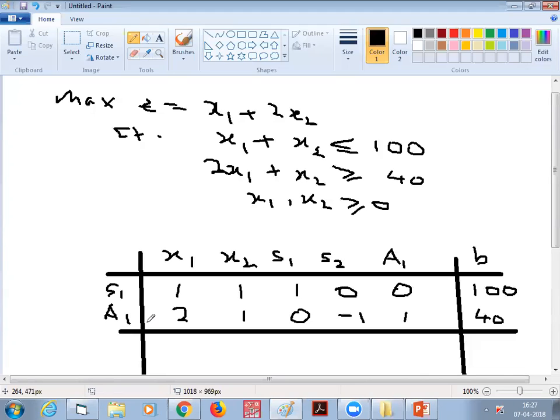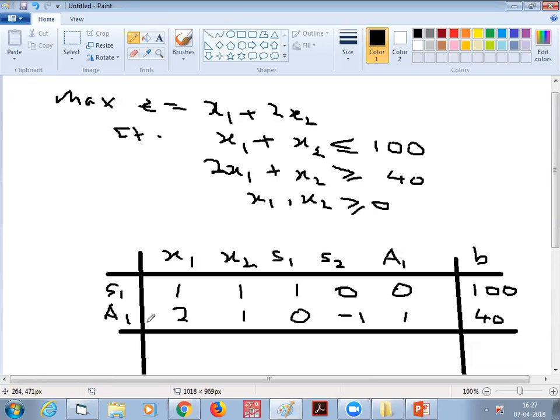And why is it not feasible? Because of this artificial variable. We've introduced this artificial variable to get this identity matrix, but in doing so, we are not at a feasible solution. So the first priority is to get it into the feasible point. And how do we do that? Make A1 equal to 0 as quickly as possible.